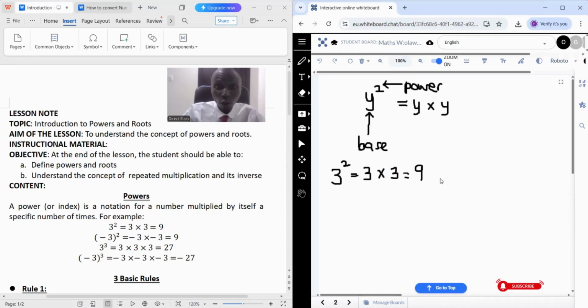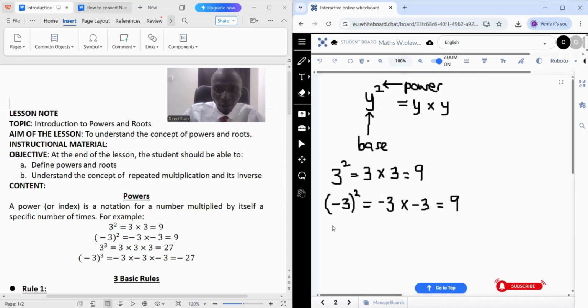The base can also be a negative number. Here we have to simplify minus 3 raised to the power 2. So we want to multiply minus 3 in two places. So we can have this to be equals to minus 3 multiplied by minus 3. Here you have to be very mindful of the minus because we are multiplying it first. Minus times minus, we're going to have this to be plus. Then 3 times 3, we're going to have this to be 9. So we have minus 3 raised to the power 2. This gives us 9.